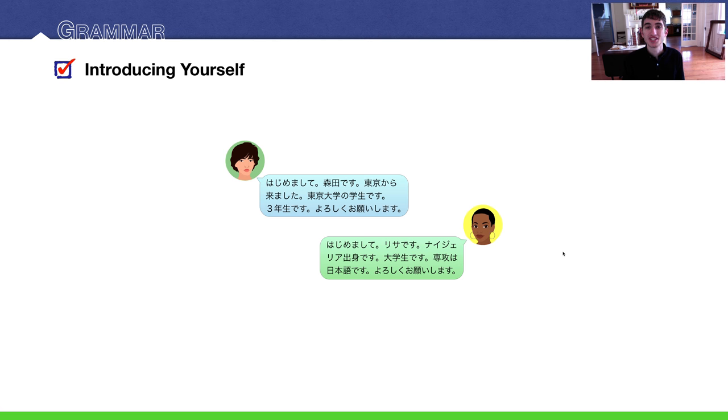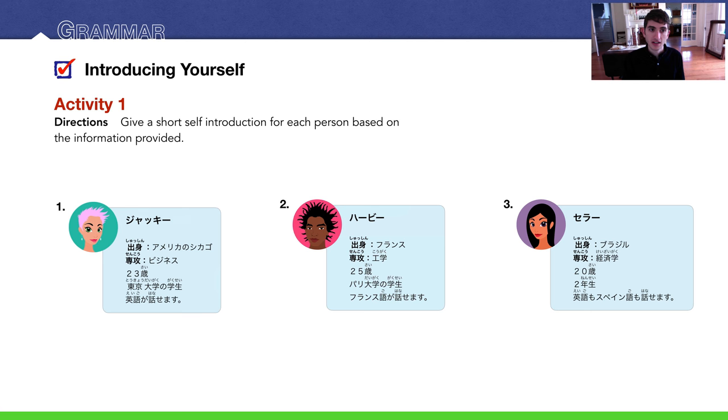ナイジェリア出身です. Remember, this is another way to say where you're from. Place 出身です. I'm from Nigeria. 大学生です. She is a university student. 専攻は日本語です. So, 専攻, remember, is your major in school, what you're studying in school. So, she's studying Japanese. よろしくお願いします. Perfectly normal self-introductions right here.